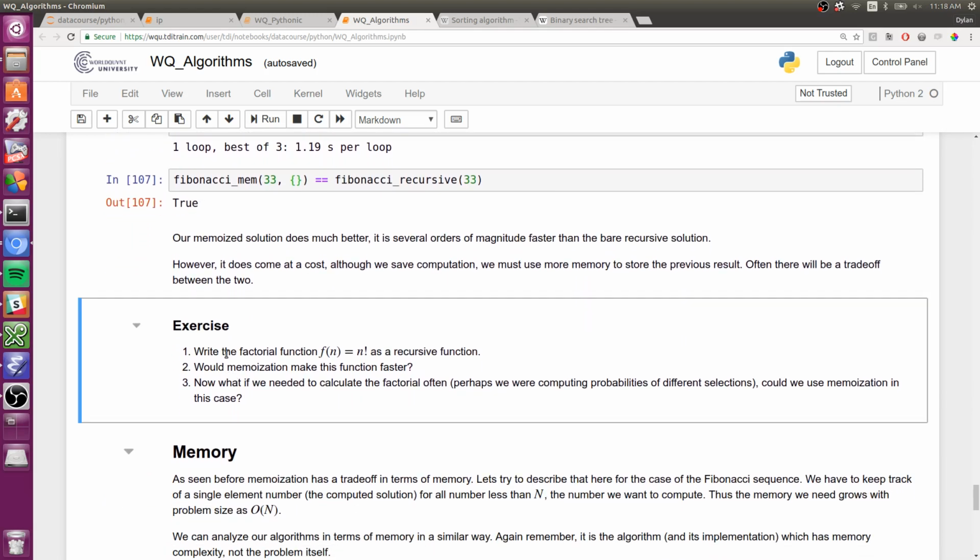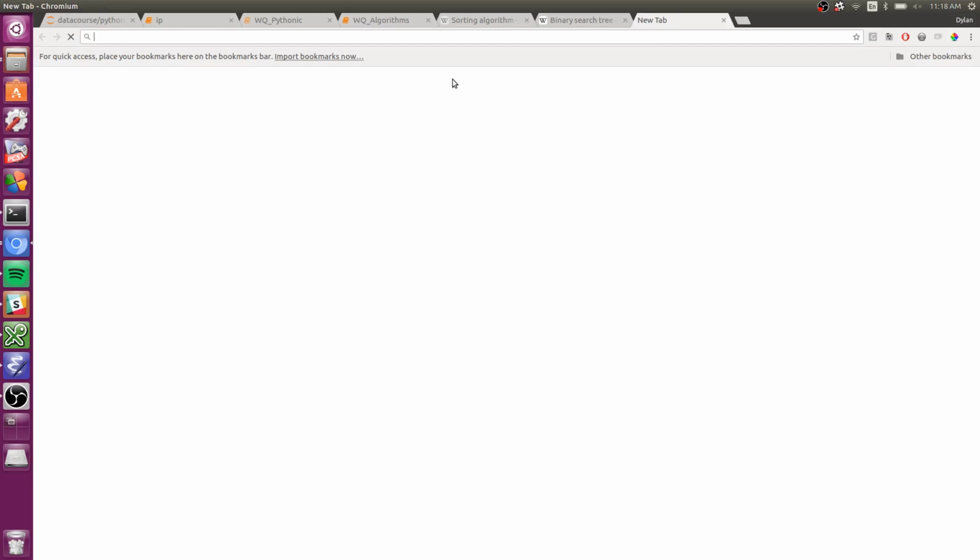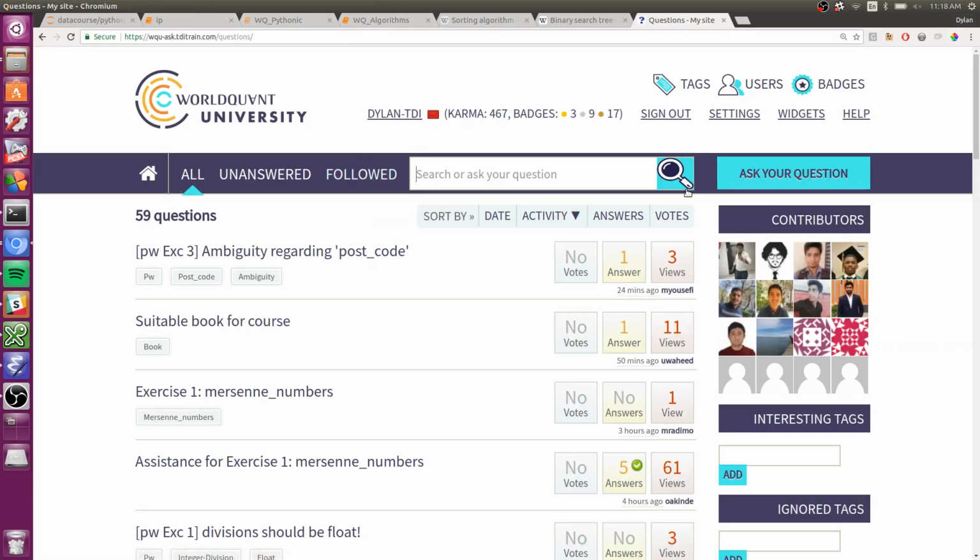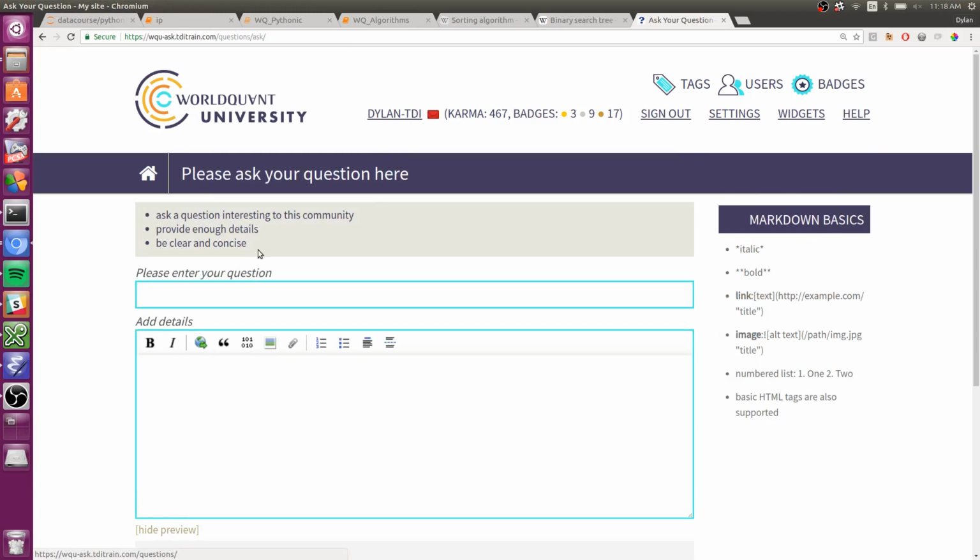There are some exercises for you, asking you to write a recursive function for factorial, and also consider, would memoization make this function faster? So I'm actually going to post that to the discussion board, or I will. Yeah, I'll do it now. Why not?